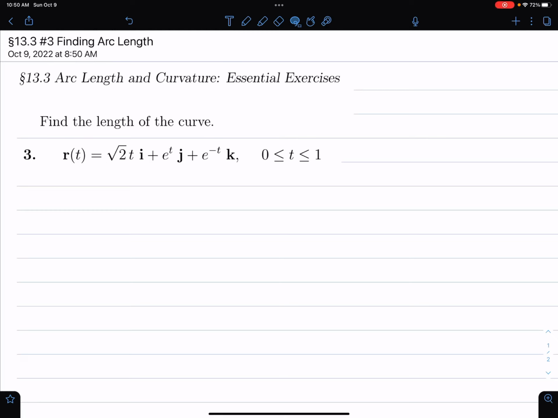Hello everyone, what we're going to do here is find the length of the curve. This is a multivariable calculus topic. The curve is given by this vector function here. Let's talk a bit about how to sketch that curve.